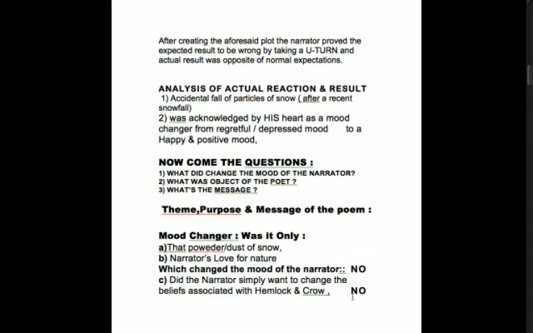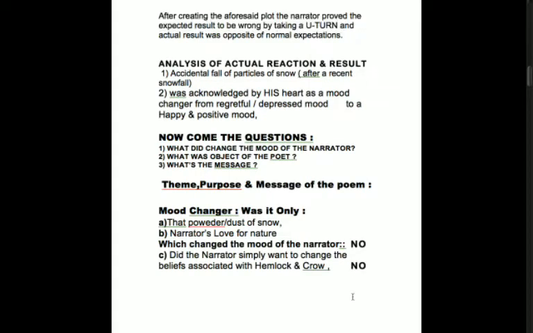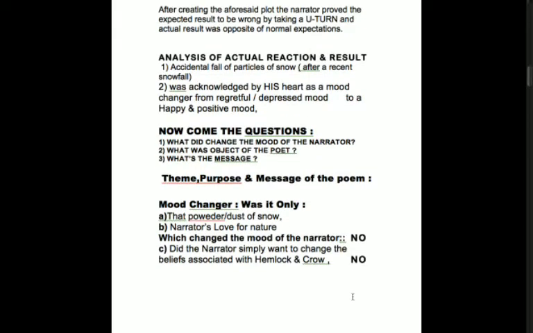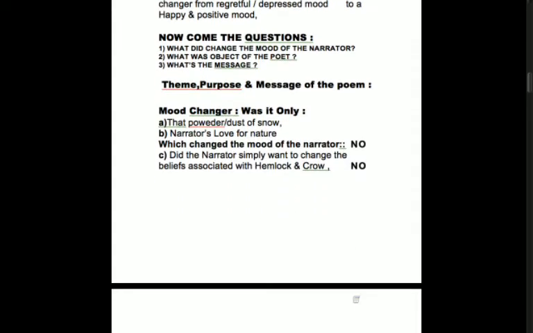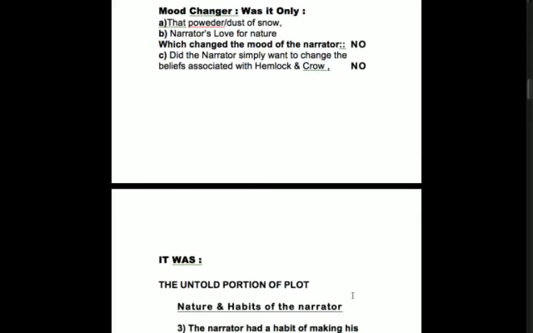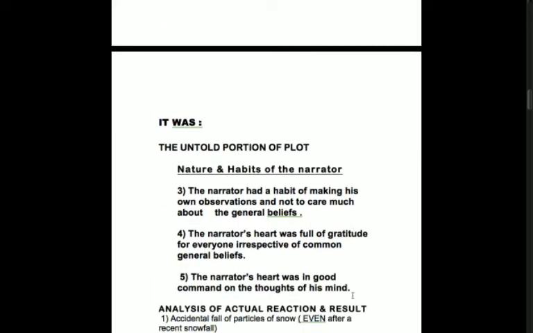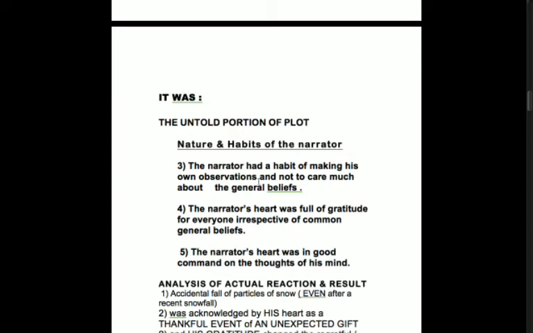So what did he want to communicate and convey? And what did really happen with him? So there comes the untold plot of the poem, which one has to gather from the second para. So the untold portion of the plot is then the nature and habits of the narrator. And the nature and habit.